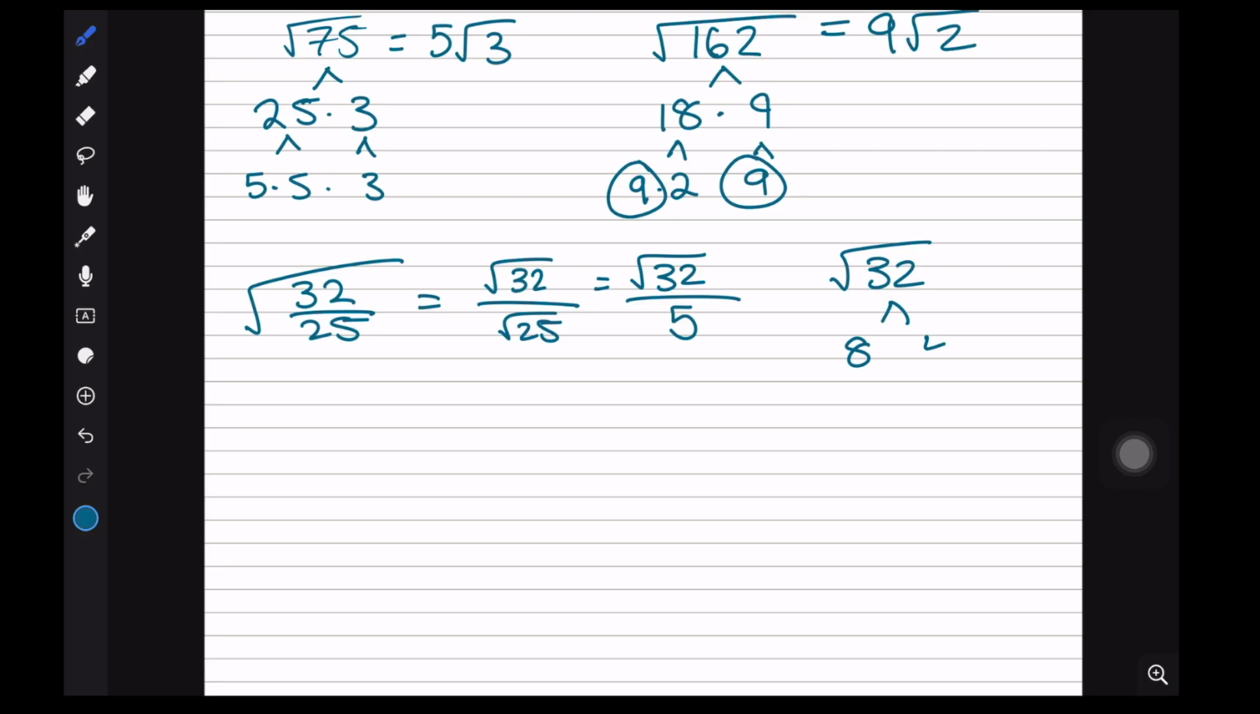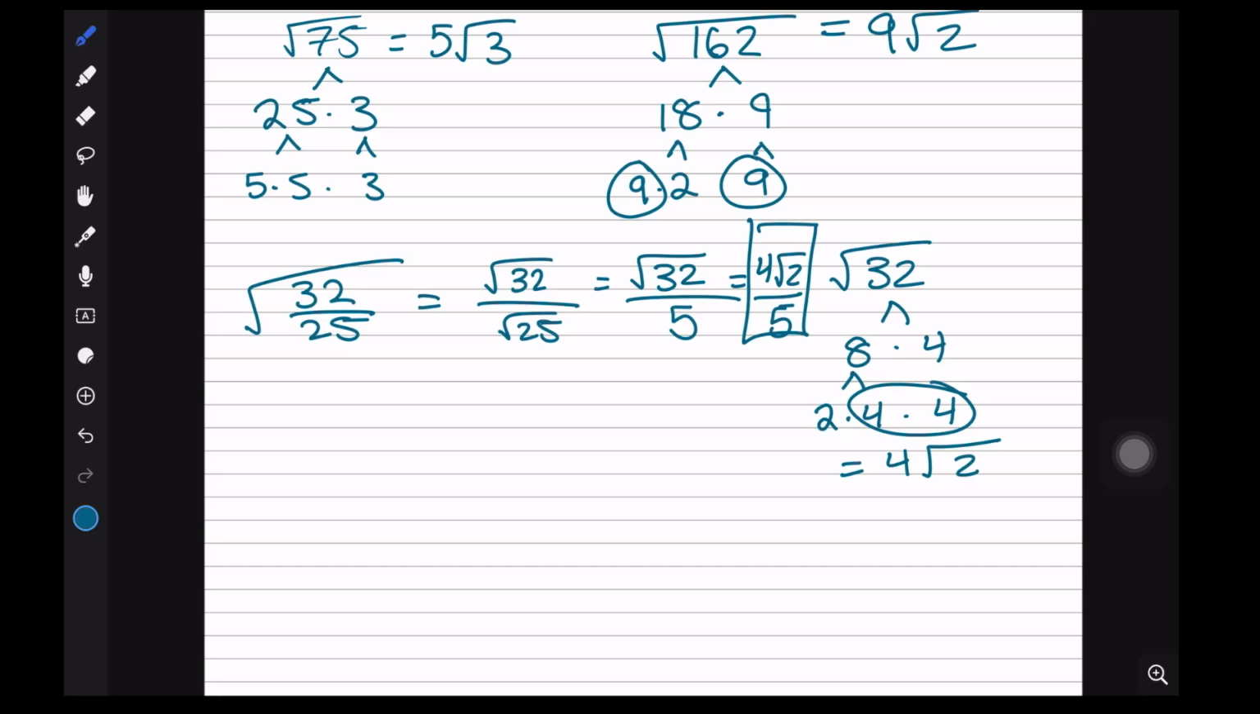Now to simplify, break up that square root of 32. You're going to get 8 times 4. Now that 8 can be broken up as 2 times 4. Still have the previous times 4. And now you form a pair with the 4s. So your answer is going to be 4 square root of 2 divided by 5.